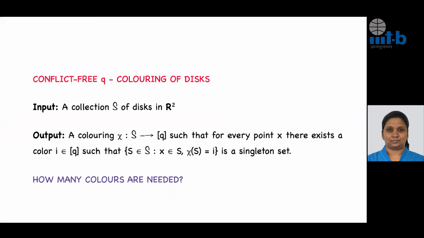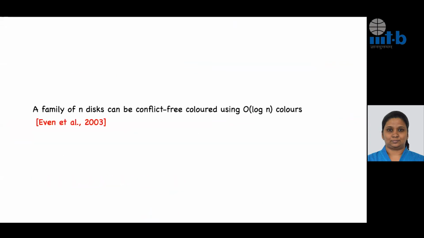So for this problem, the first set of questions that were studied is how many colors are needed. The general question was, for any arrangement of disks in the plane, what is the minimum number of colors needed such that any arrangement can be conflict-free colored like this? Around 2002-3, Even, Lotker and Smorodinsky came up with this result that a family of n disks can be conflict-free colored using log n colors.